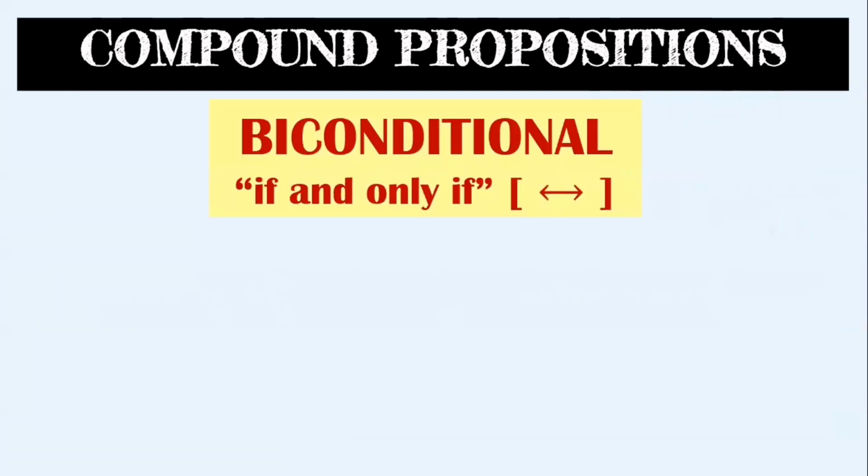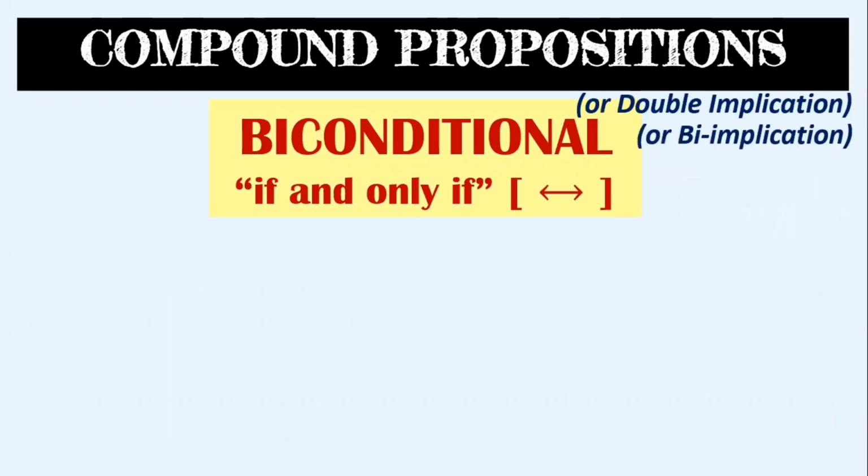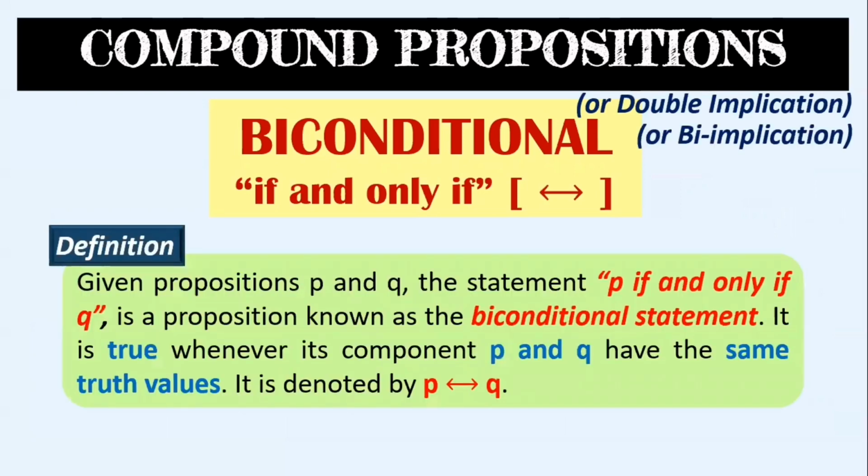Next is we have the biconditional, if and only if, ang ginagamit nating word to denote the biconditional, or tinatawag din natin tong double implication or bi-implication. Okay, so by that definition, we have, given the propositions P and Q, the statement P, if and only if Q, is a proposition known as biconditional statement. It is true when its components P and Q have the same truth value. Okay, so it is denoted by this symbol.